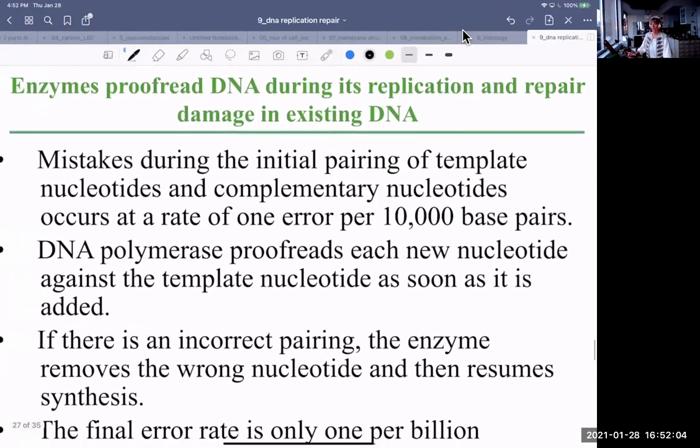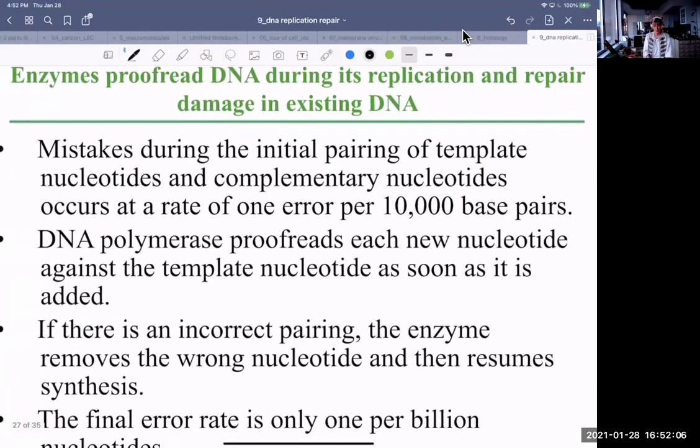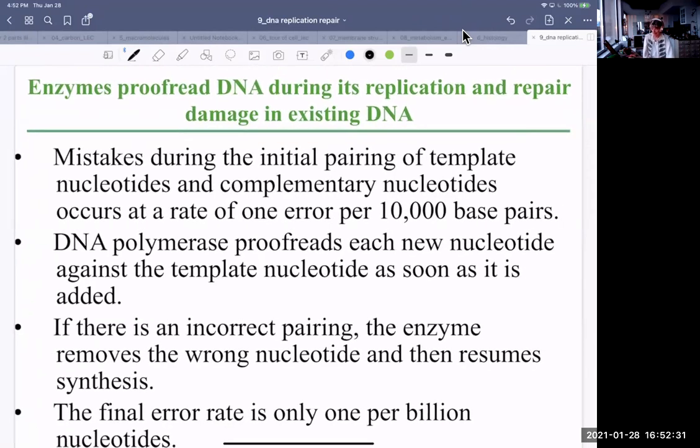So are there mistakes? Sure, there are. Just like making a mistake when you're typing. I'm sure you do. I know I do. Sometimes a lot of mistakes, and I have to go back, erase, backspace, and make my corrections. However, interestingly, with your DNA, there are proofreaders.